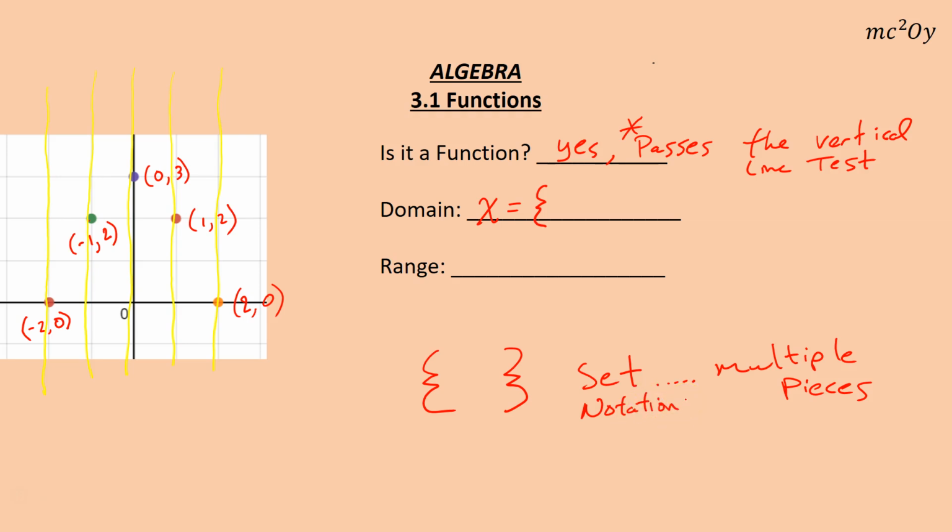Okay. So X is equal to the set of -2, -1, 0, 1, and 2.